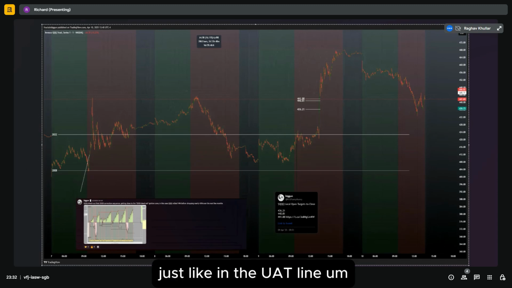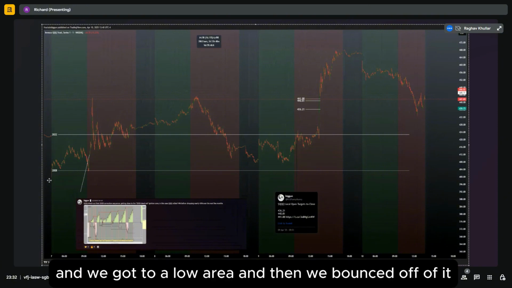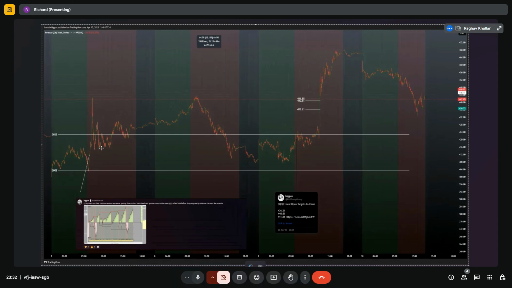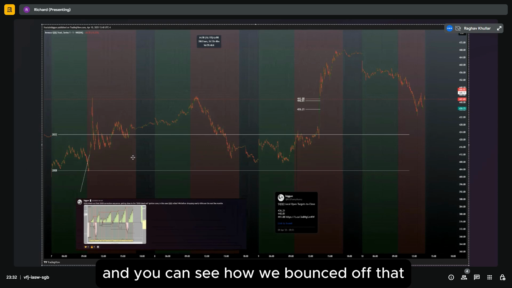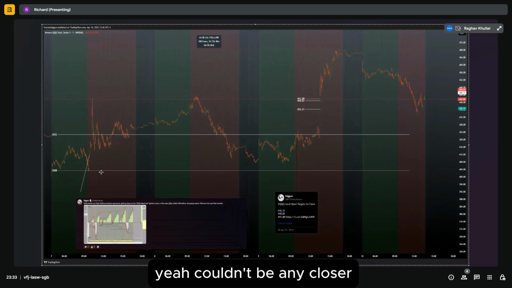Just like in the UAT line, I think it was a night or two ago, we got down to the low, Big Gun's drawing over here on the left, and we got to a low area and then we bounced off of it. He's showing the 2008 line right there. And you can see how we bounced off that almost to the penny. Couldn't be any closer, for all that time.